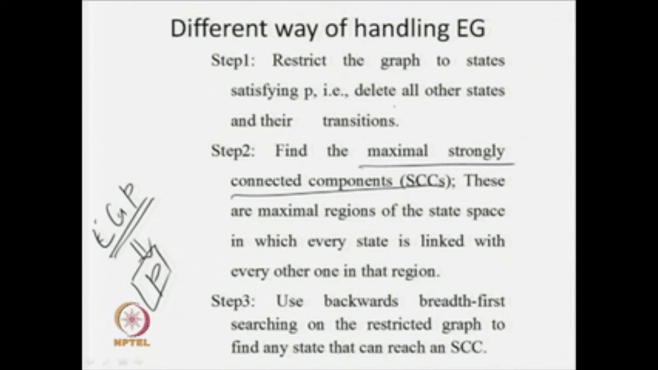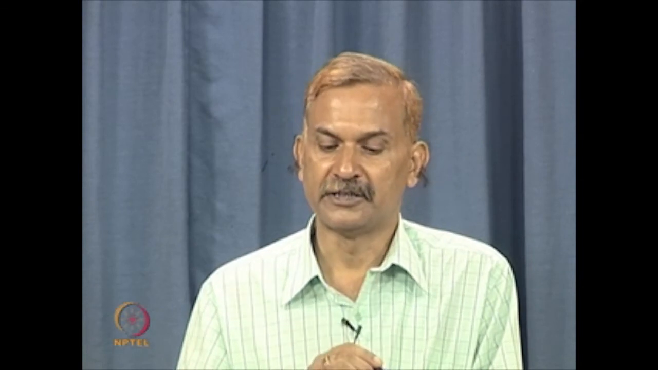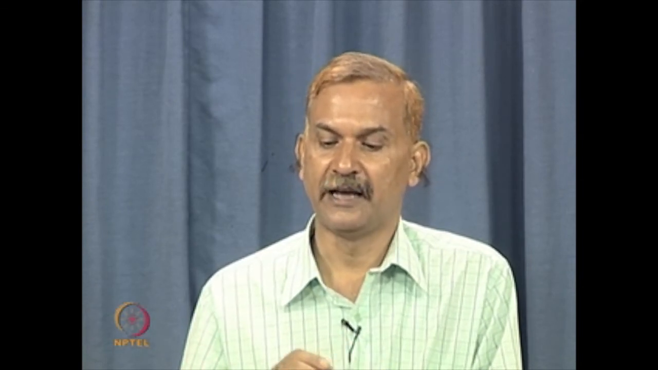So, that means from any state we can go to any other state. Of course, it need not be complete, but we have a path from any state to any other state. Okay. So, this is a maximal strongly connected component, it need not be complete. Okay. Now, in step 3, what we are going to do? Use backward breadth first search on the restricted graph to find any state that can reach an SCC. Now, we are going to follow a backward breadth first search on this particular restricted graph to find any state that can reach an SCC.